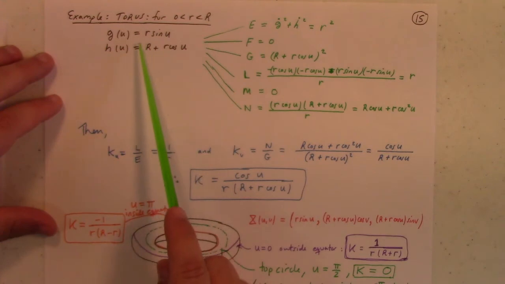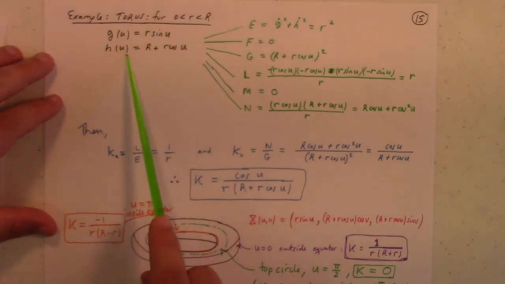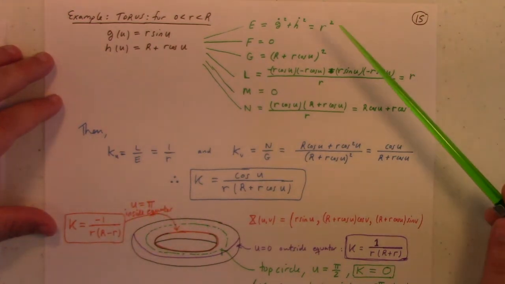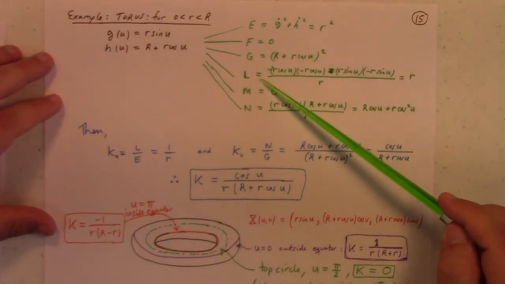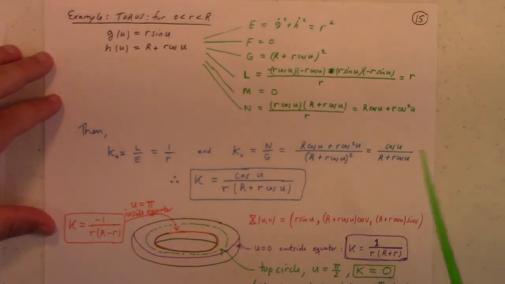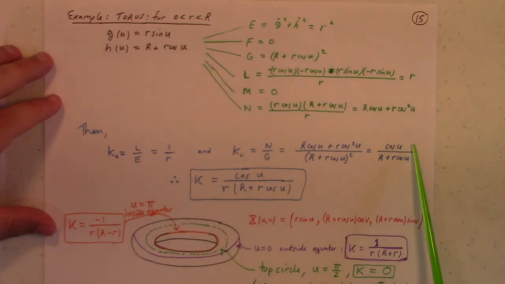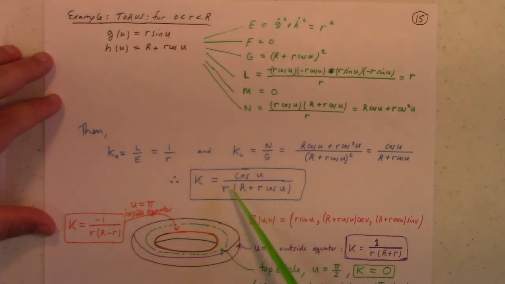Anyway, for the torus, it basically has G and H as its functions which define the surface of revolution. From those, we can calculate E, F, G, L, M, N, and we get these lovely formulas. One principal curvature is 1 over r, the other principal curvature is cosine U over R plus r cosine U, hence the Gaussian curvature is cosine U over r times (R plus r cosine U). That's a very nice formula because you can see from the torus all the different things we've been talking about.